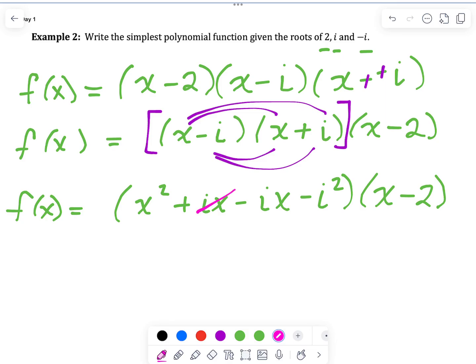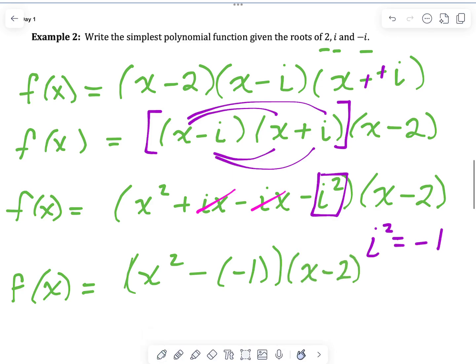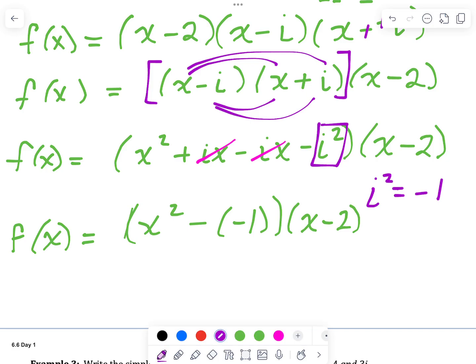Notice we have like terms. We have positive ix and negative ix. They cancel out. And then in an earlier chapter, we remember that i squared is always going to be replaced with negative 1. So here's our i squared. That's going to be replaced with negative 1. So we replace the i squared with negative 1, and then we have x minus 2. Now again, we have a negative negative, so that's going to turn into a plus symbol.